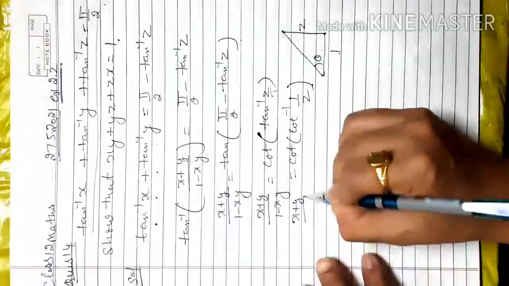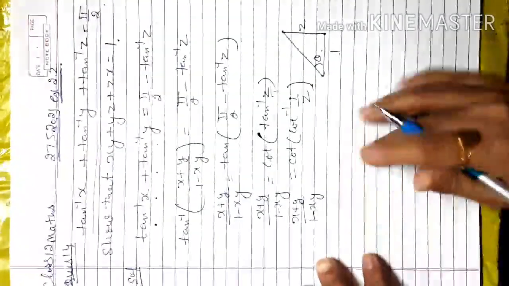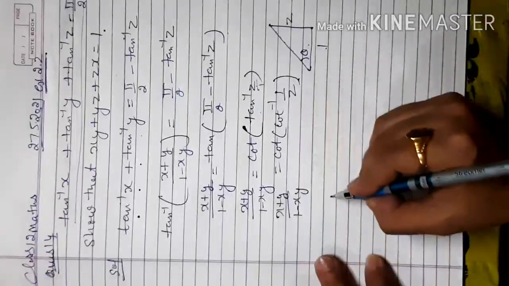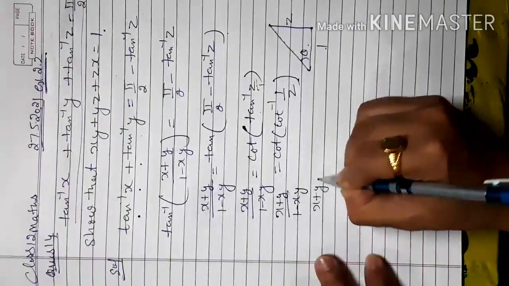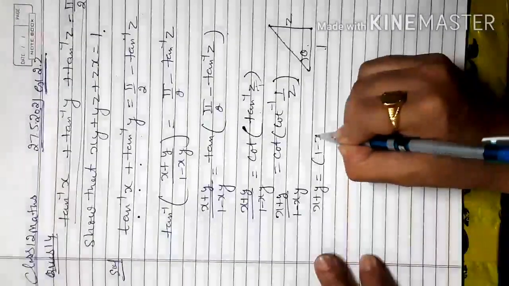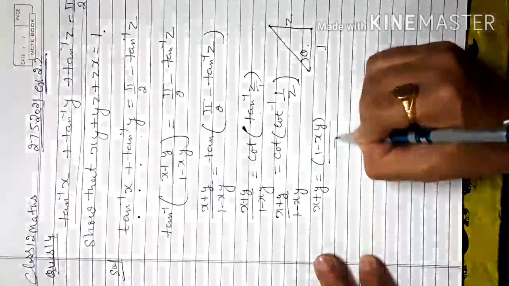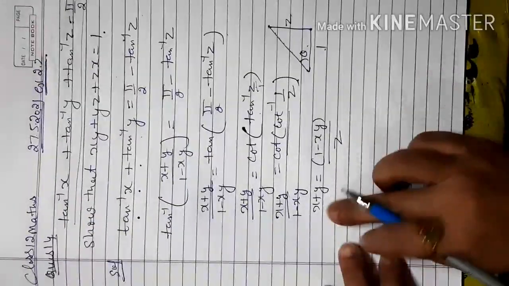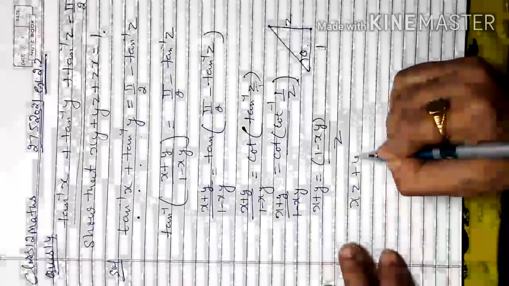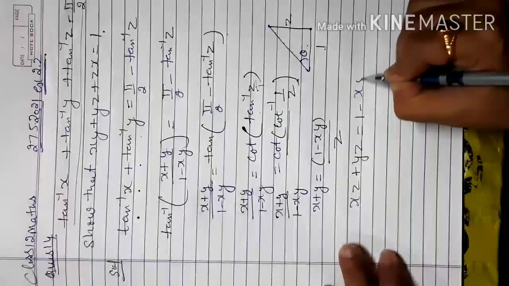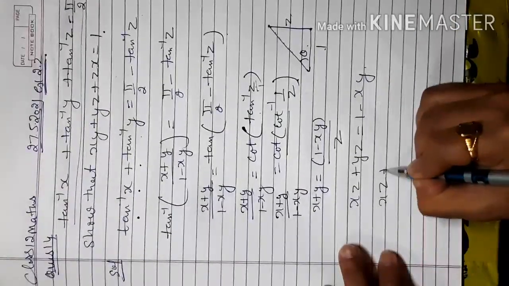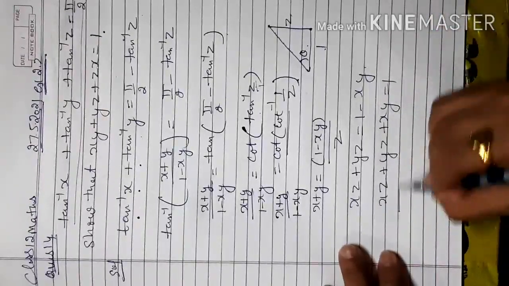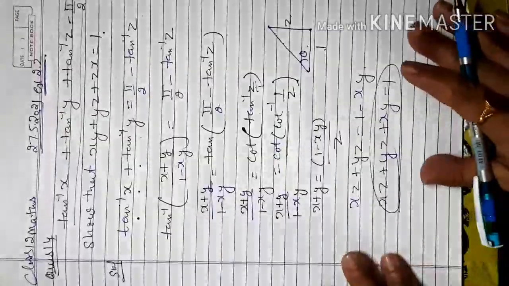Now (x plus y) upon (1 minus xy). Next step is cot is cancelled with cot inverse, so only 1 by z is left. Now I cross multiply: x plus y, 1 minus xy by z, because this is cancelled and this is left. Now I again cross multiply: xz plus yz is equal to 1 minus xy. Now xz plus yz plus xy is equal to 1. So that is what I wanted to prove in my question.